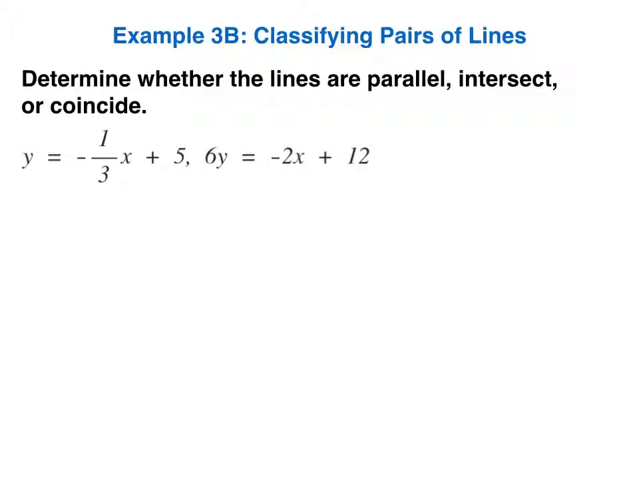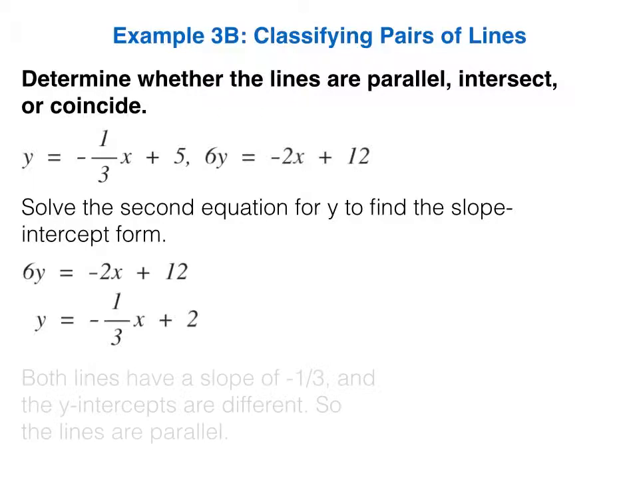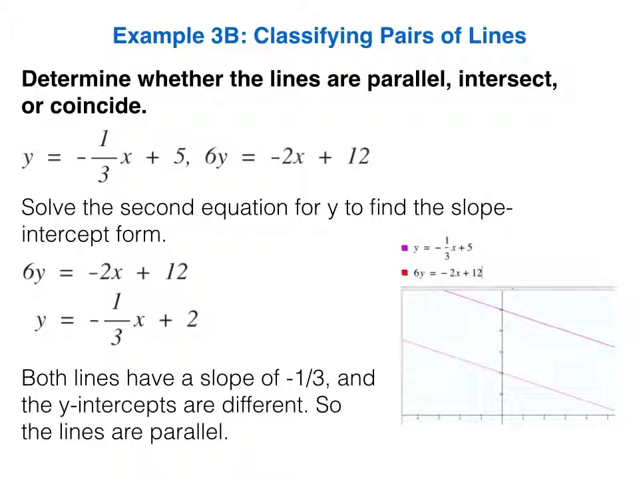Determine whether the lines are parallel, intersect, or coincide. We have y equals negative 1/3 x plus 5, and we have 6y equals negative 2x plus 12. Solve the second equation for y to find the slope-intercept form. Divide everything by 6, and we get y equals negative 1/3 x plus 2. Both lines have a slope of negative 1/3, and yet the y-intercepts are different. This means that the lines are parallel. Graphing them in a computer algebra system, I get the following.